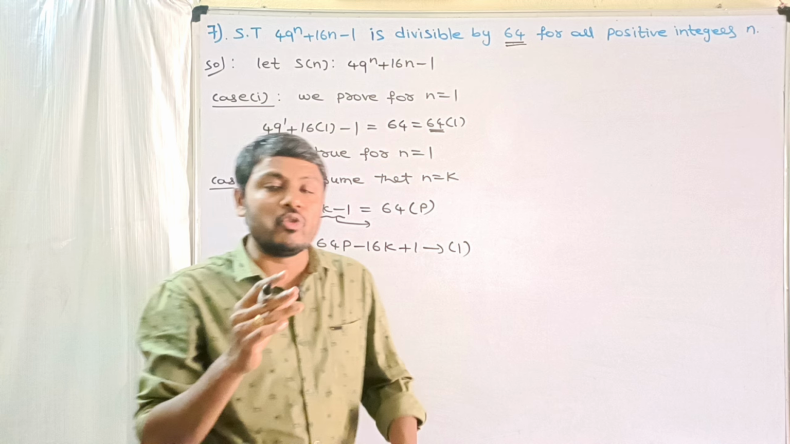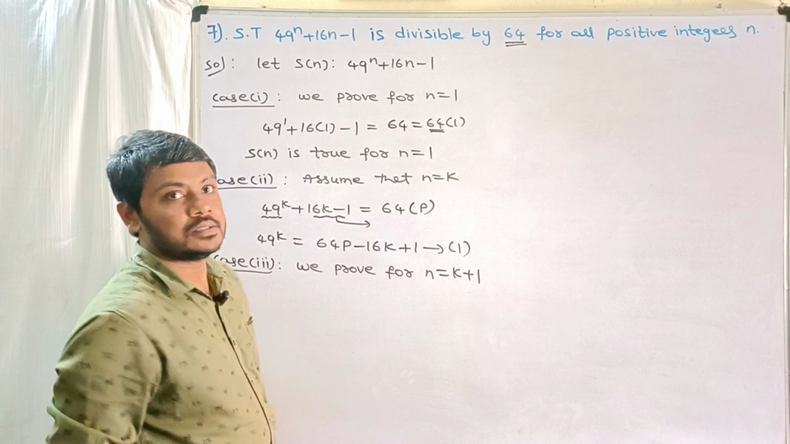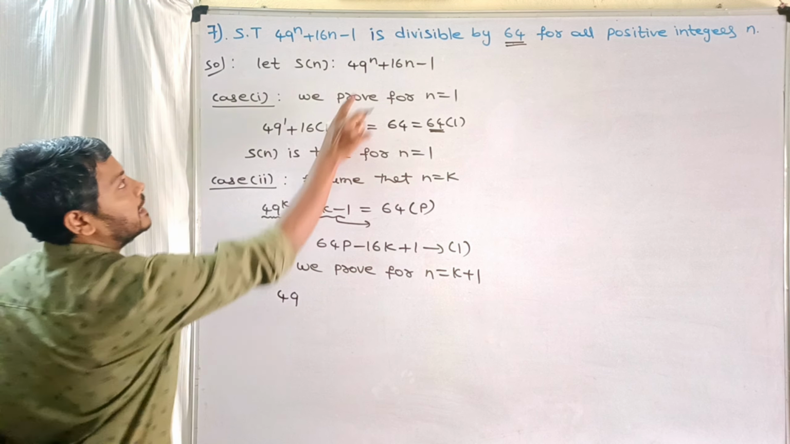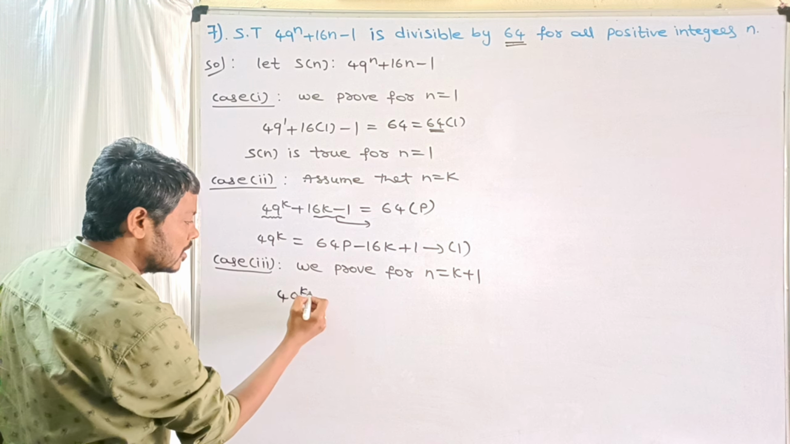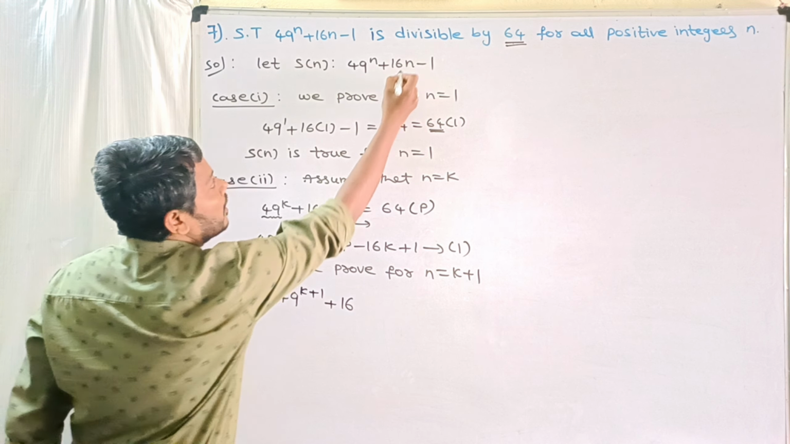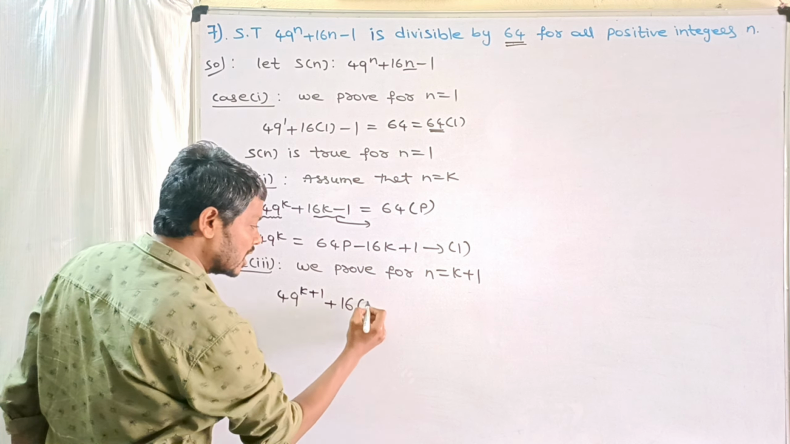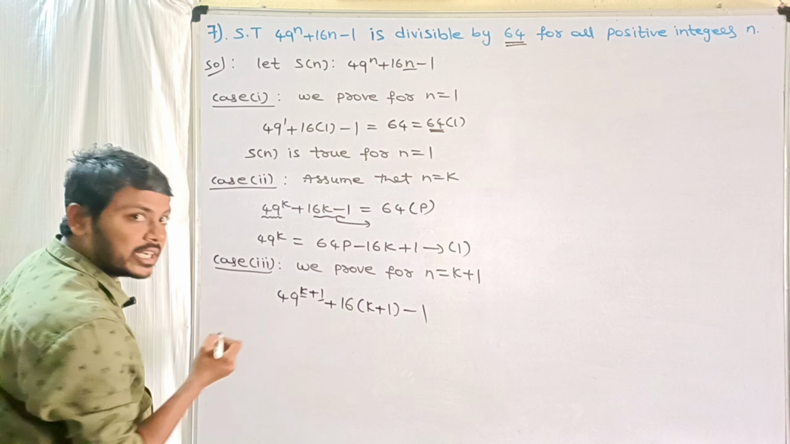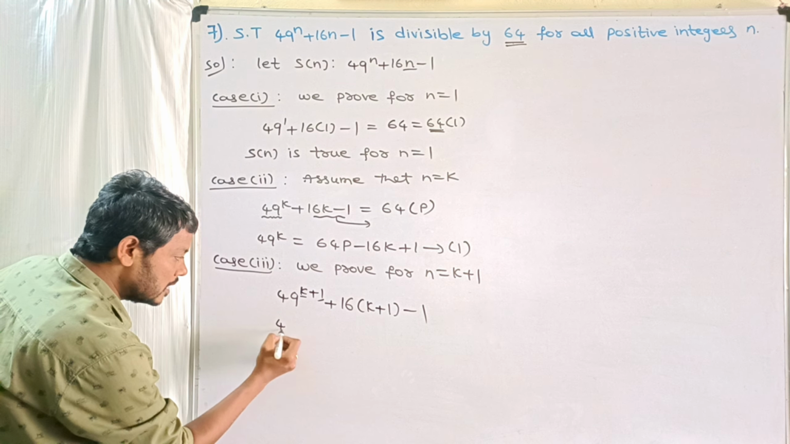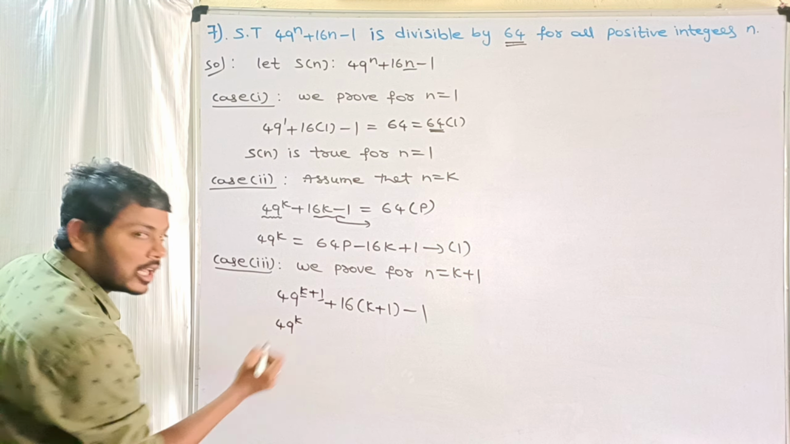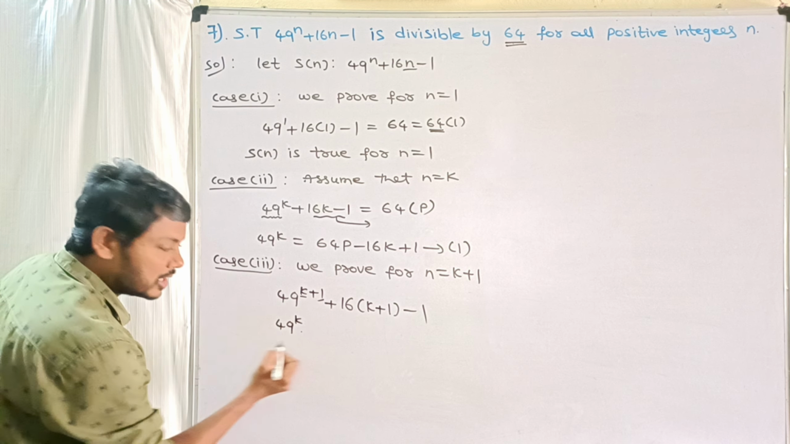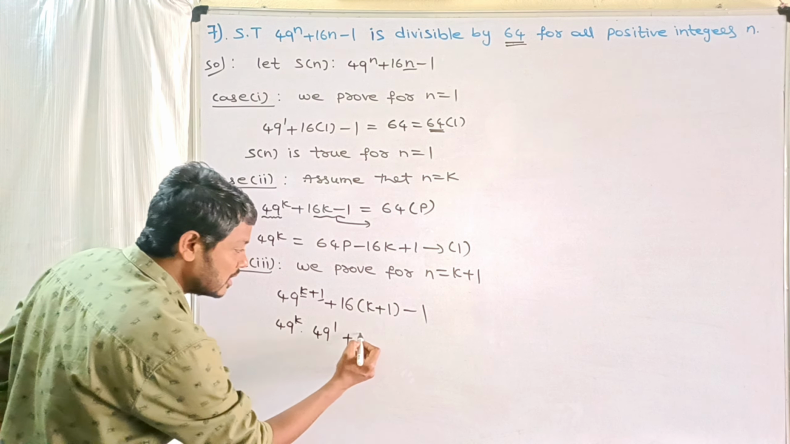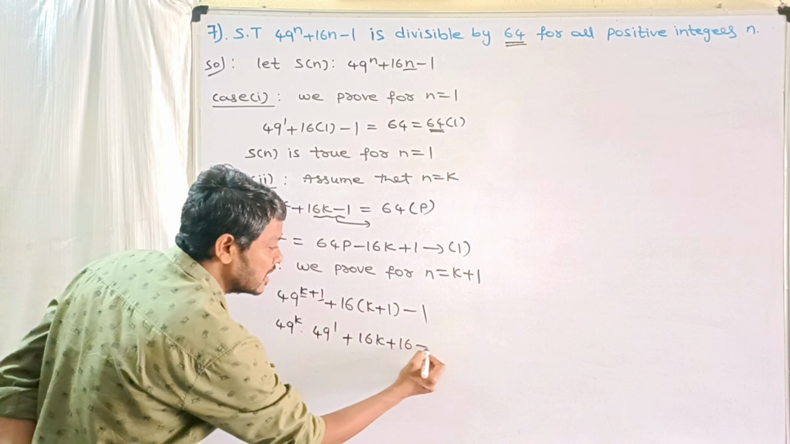Next, what is case 3? We prove for n equals k plus 1. So replace n by k plus 1. That gives 49 power k plus 1 plus 16 into k plus 1 minus 1. Here the power is a sum of terms, so we can write 49 power k into 49 power 1, plus 16k plus 16 minus 1.